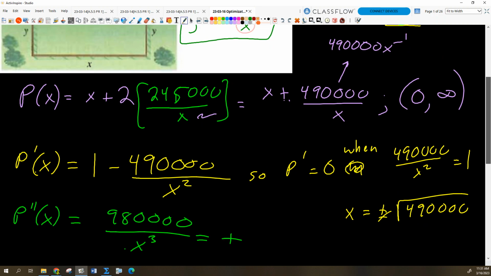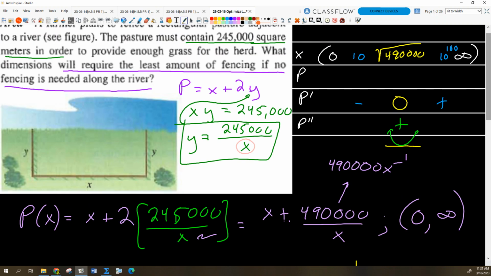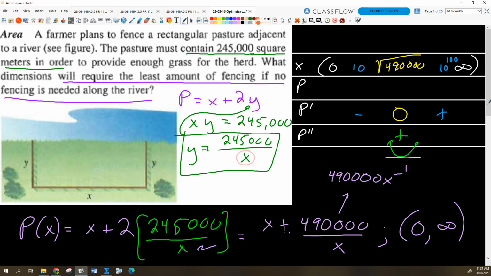To find the value of y, I just go right back up to here and plug it in. And what's that give us? If we plug those numbers in, let's just use decimals. We'll just round this thing. This farmer's not going to be that precise about this. What's that? Oh, it is. Okay, so 7. Oh, I guess that makes sense. So the square root of 490,000 is 700.